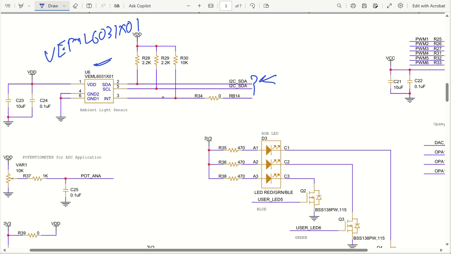If you want to reduce the speed, then you can increase this particular resistance value to 4.7 kilo ohm. Both of them can be increased to that value. And if you want to increase the speed, then keep it 2.2. So 2.2 to 4.7 kilo ohm you can use for that purpose. And this is an interrupt pin which can be pulled up with 10K to 100 kilo ohm. So I have pulled it up with 10 kilo ohm.